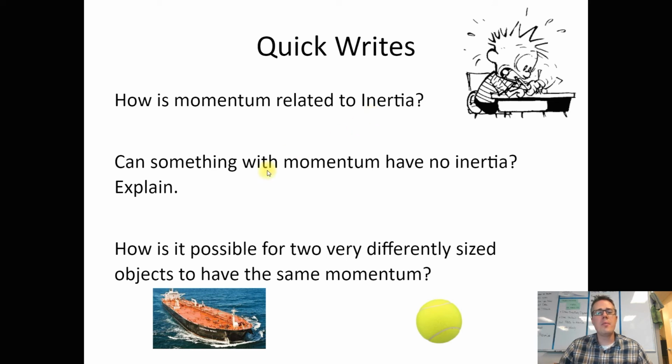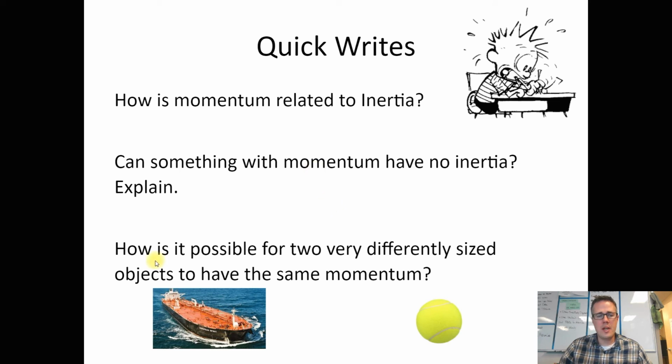The second one, can something with momentum have no inertia? In order to have momentum, you have to have mass that is moving. That's what momentum is. Well, since mass and inertia are the same thing, you can't have an object that has momentum but no inertia, because inertia is mass.